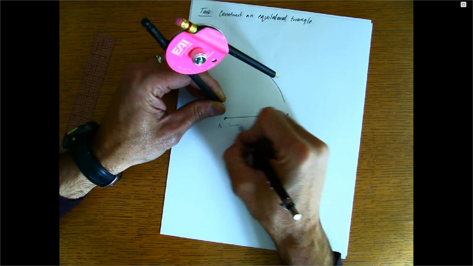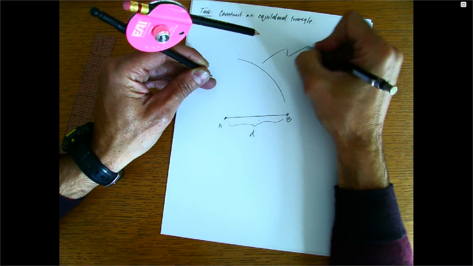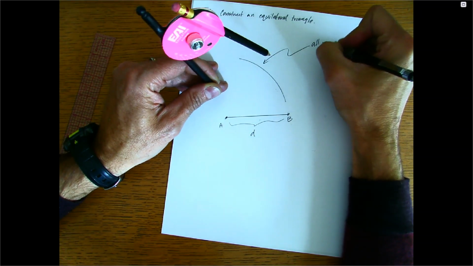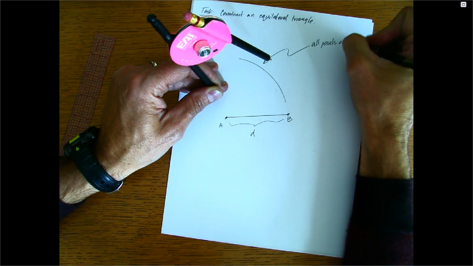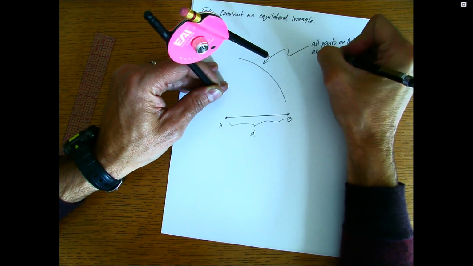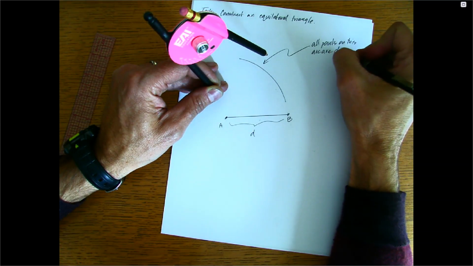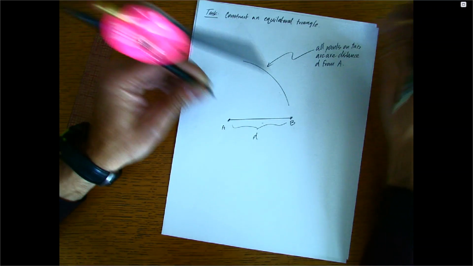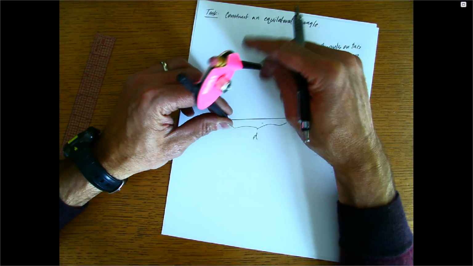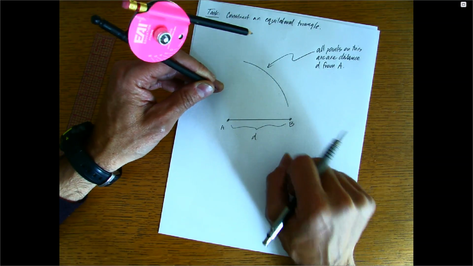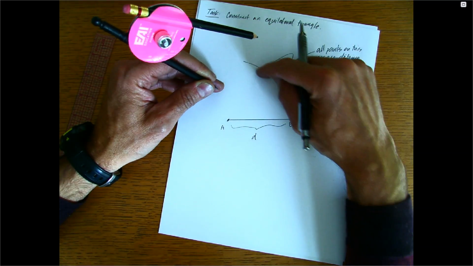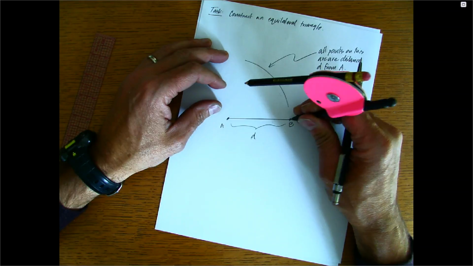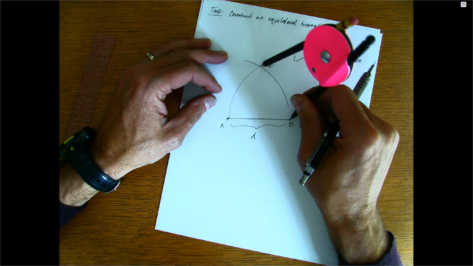If I call this distance D, points on this arc are what? Distance D from A. Would you agree? Since that distance hasn't changed, anything on that arc is that distance away from A. And what we're looking for is the one on here that's exactly that same distance from B. So let's do the same thing, putting our point now at B and inscribing an arc.